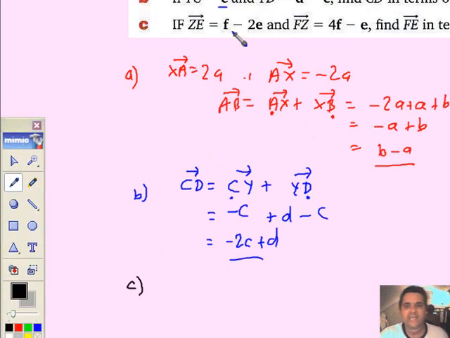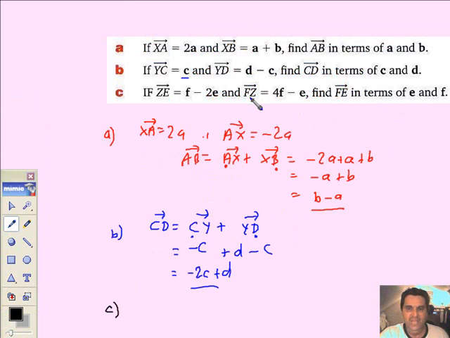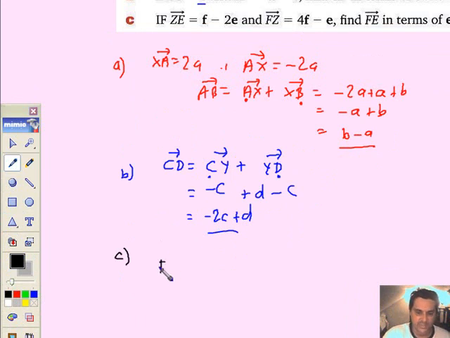Now ZE is F minus 2E. Don't worry about the complexity of the vector. Just note the direction. And FZ is 4F minus E. So find FE in terms of E and F. Okay, so FE, that's where I want to go. I want to go from F to E in that direction.